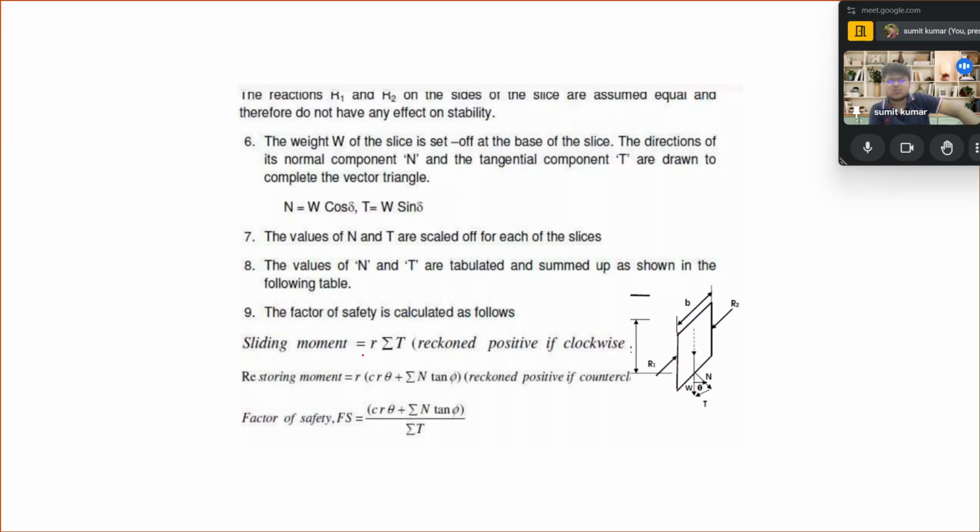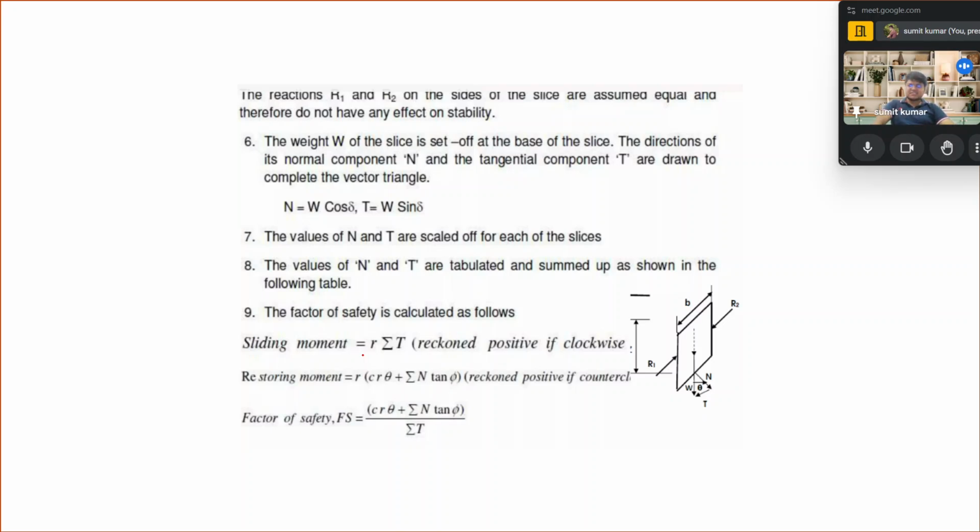Now, the weight W on the slice is set off at the base of the slice, and in the direction of its normal component N and the tangential component T are drawn to complete a vector triangle. Now N is shown in the figure in the downward direction, and N is W cos delta and T is W sin delta. The values of N and T are scaled off for each of the slices, tabulated and summed up as shown in the following.